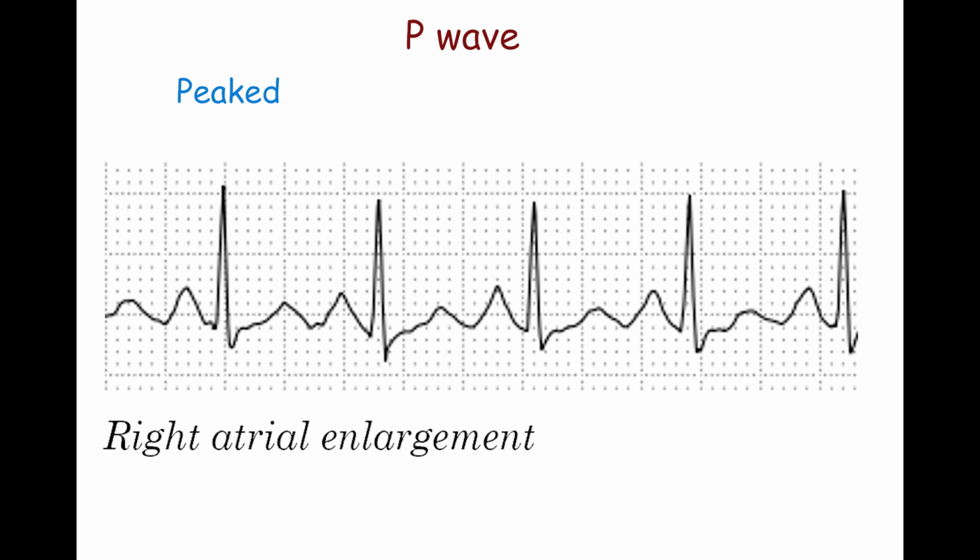Such a P-wave amplitude exceeds 2.5 mm in the limb leads. Typically, this refers to leads 2, 3 and AVF where the P-wave amplitude is higher. Such P-waves are seen in right atrial enlargement. Because this condition is often seen in pulmonary diseases, such P-wave is called P pulmonale.